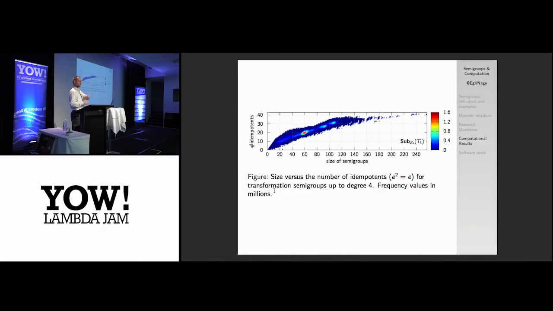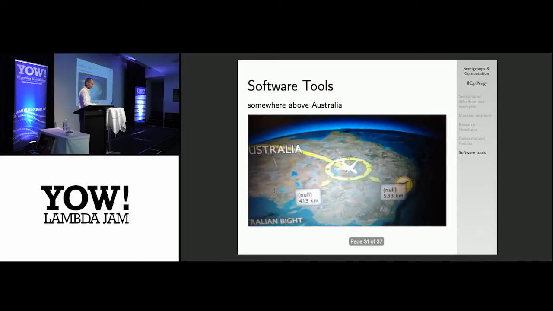So E squared is just E. It's an operation that if you're not sure whether it's finished, you can do it again to make sure it's finished. And we have a very pronounced peak in around 60 transformation semigroups. No explanation. Okay, so talking about software tools.